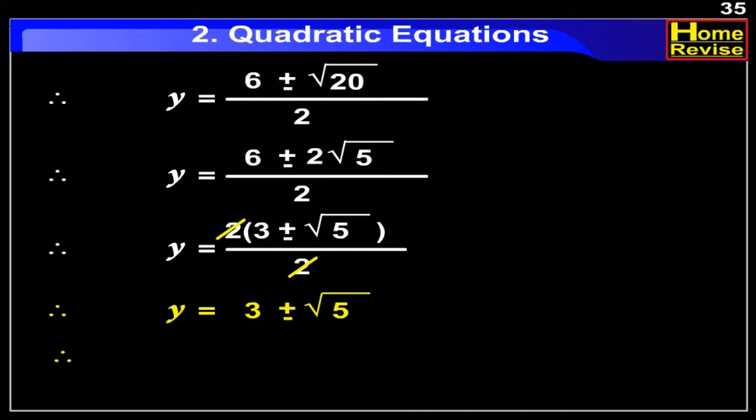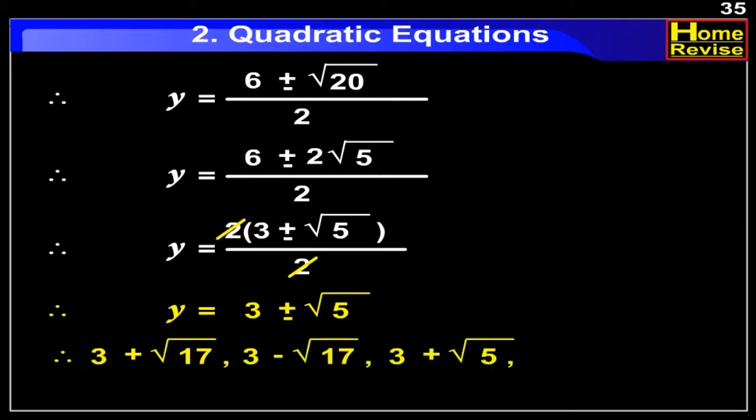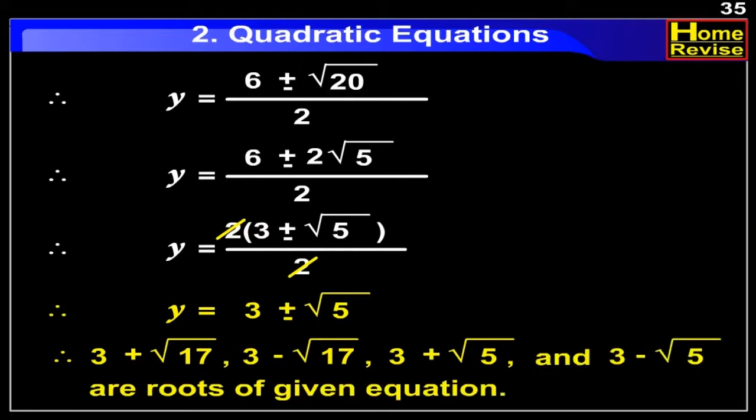Therefore, 3 plus root 17, 3 minus root 17, 3 plus root 5 and 3 minus root 5 are the roots of given equation.